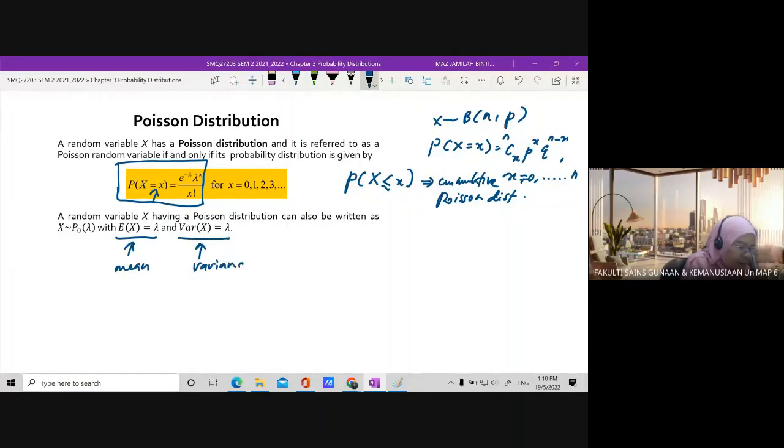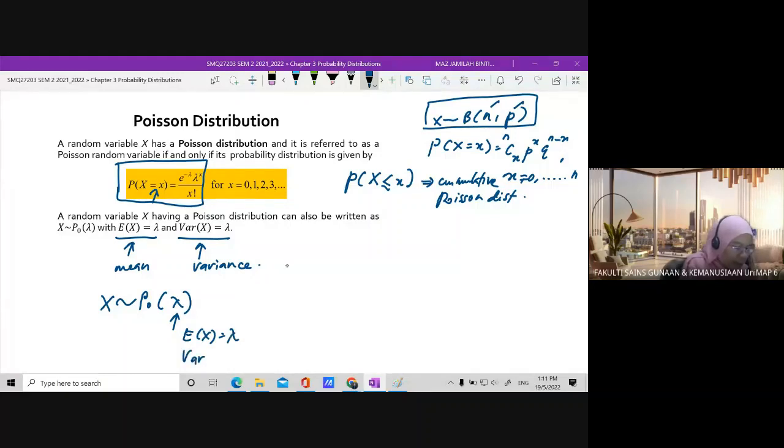Simple. Why? Because for the binomial probability distribution, you have two parameters. The first parameter is the number of trials. The second parameter is the probability of success. For the Poisson distribution, you have only one parameter. That will be X following Poisson lambda. So this lambda will be used to represent the mean of X, that will be lambda, and the variance of X, that will be also lambda.